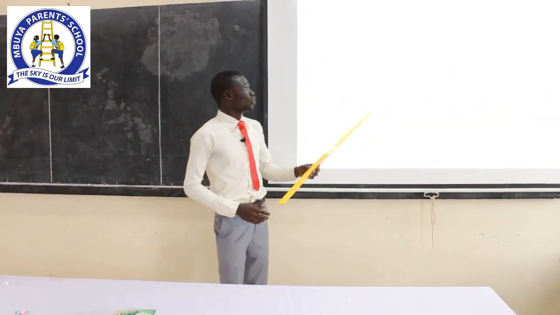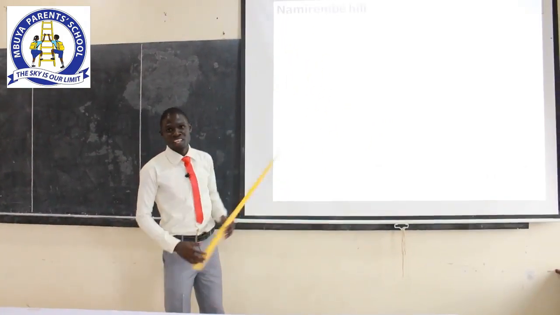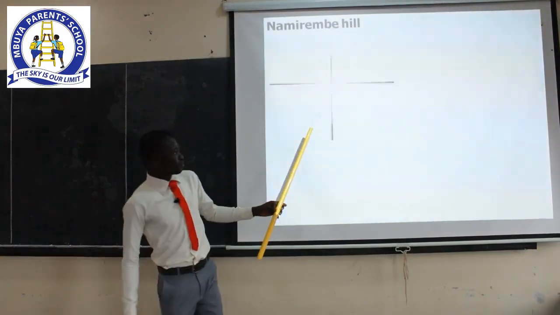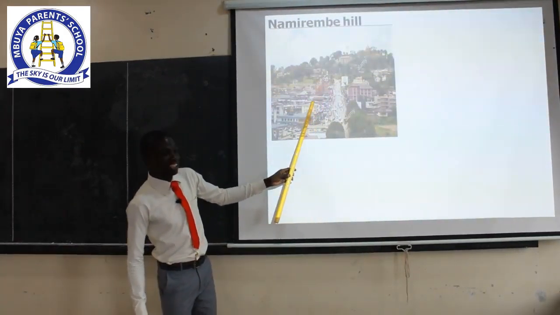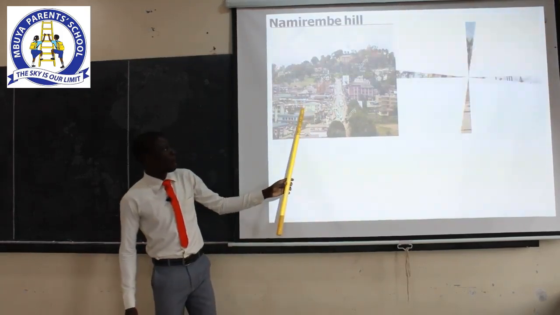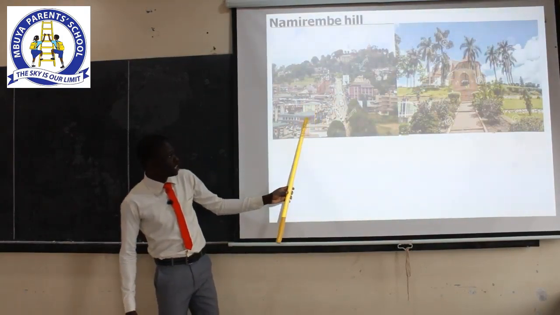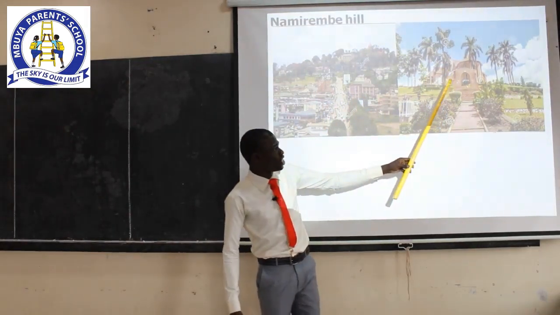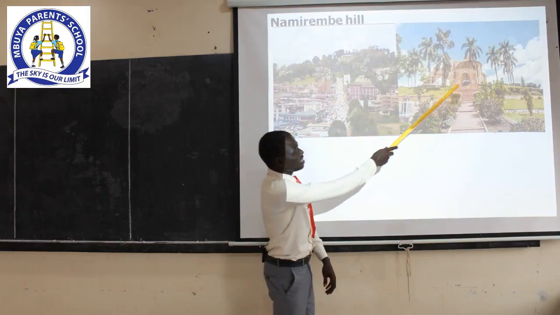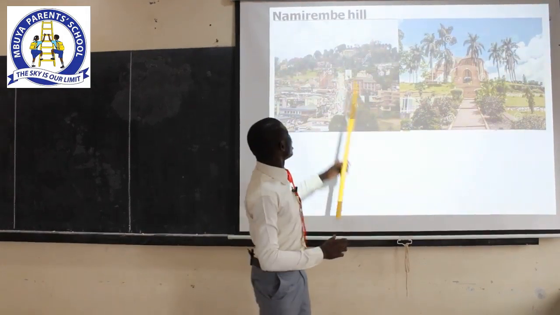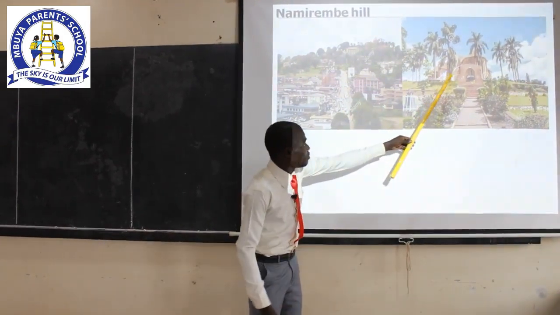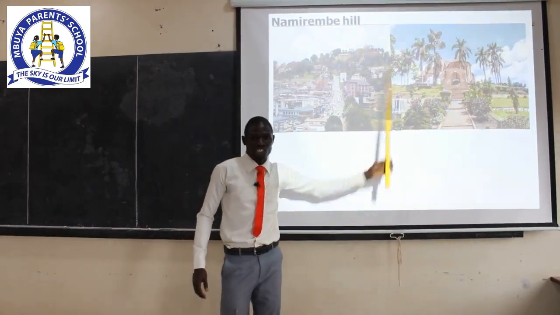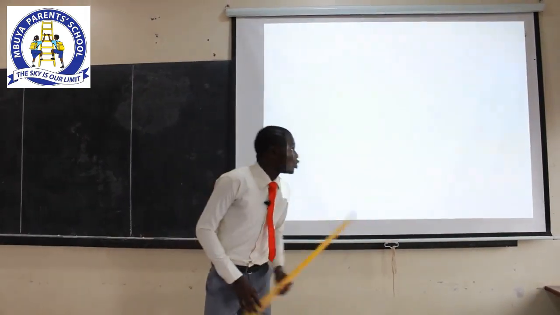Another hill that we shall talk about is Namirembe Hill. That is another hill of Impala. And this is the hill. Still, it has also been occupied by settlements, buildings, and the most important building that you need to know that is found on Namirembe Hill is this church. And this is the church for the Anglicans, the biggest church we have here in Uganda.